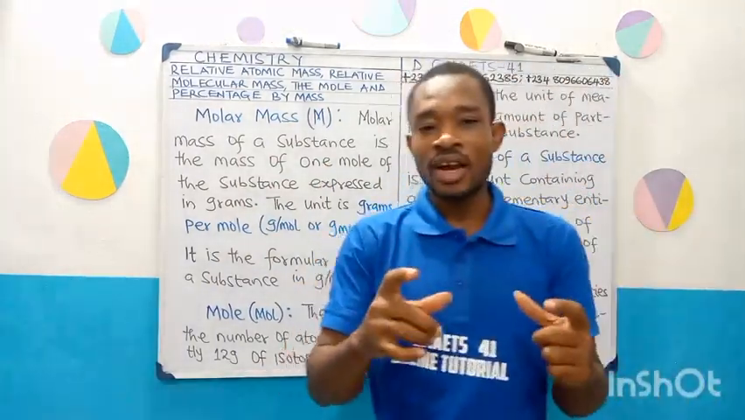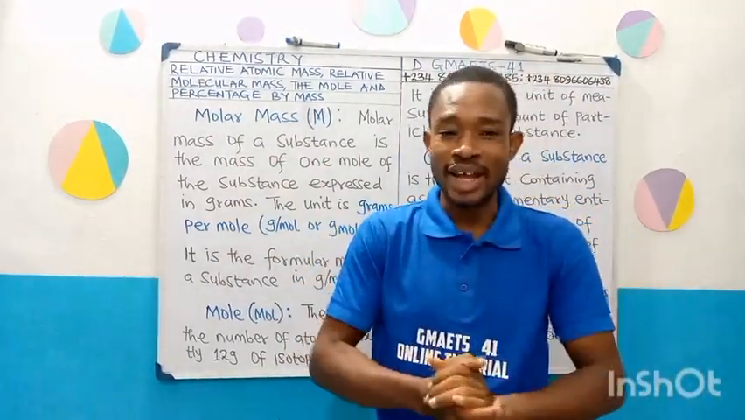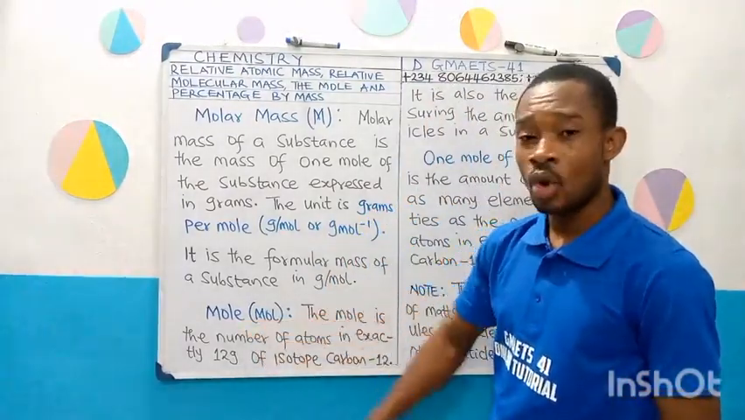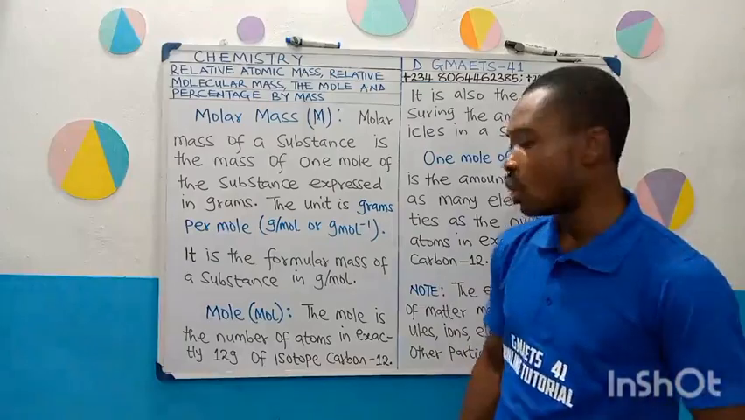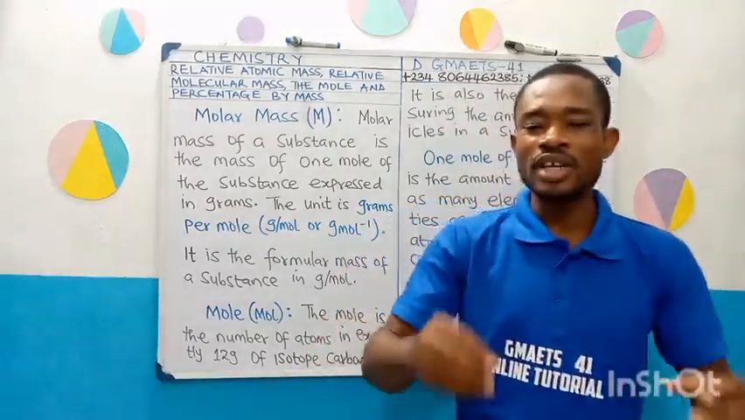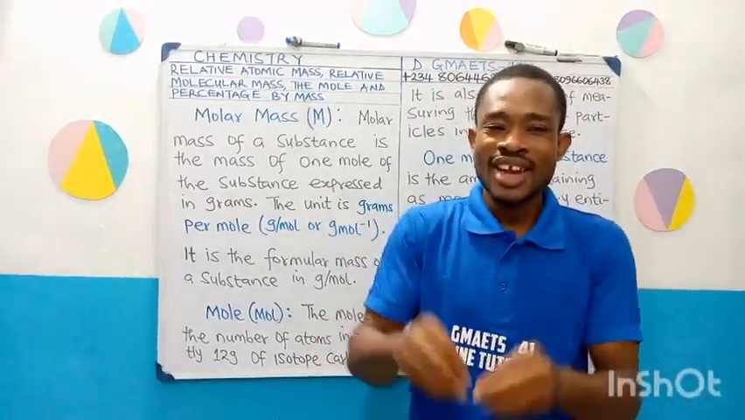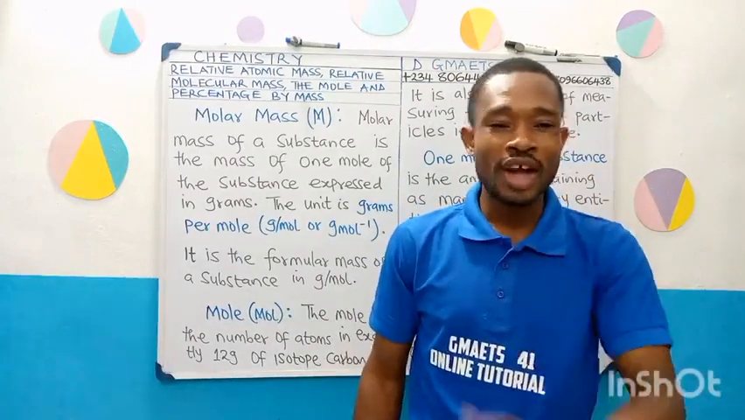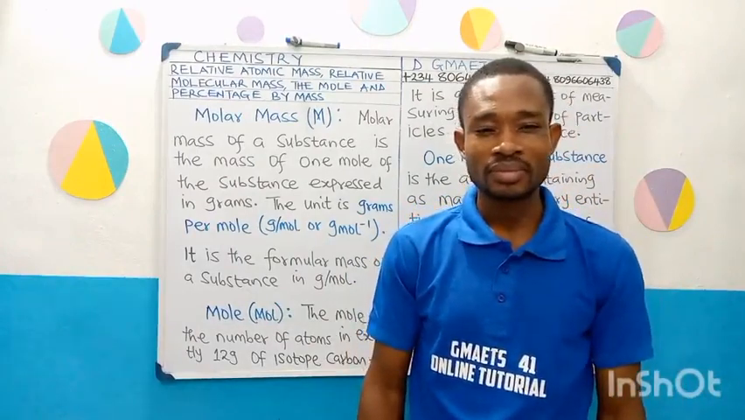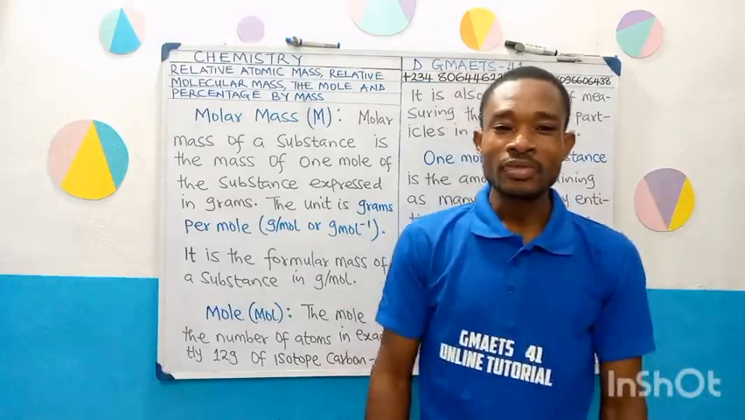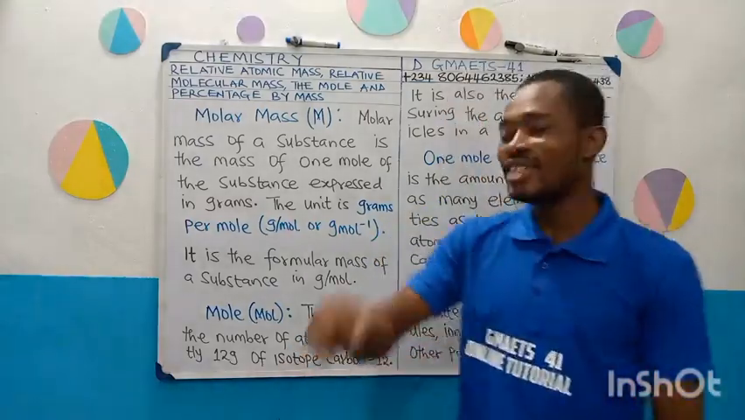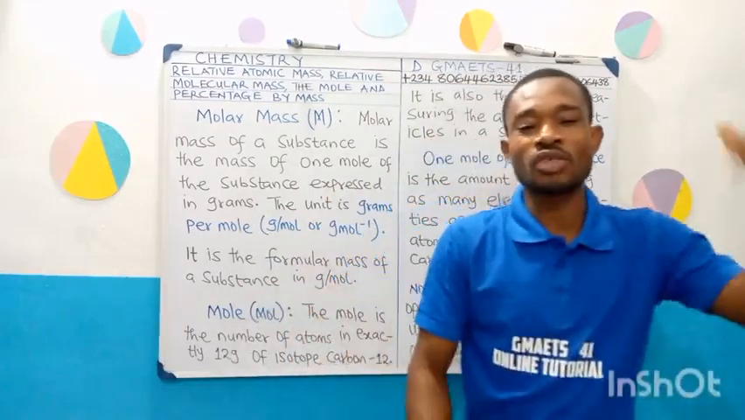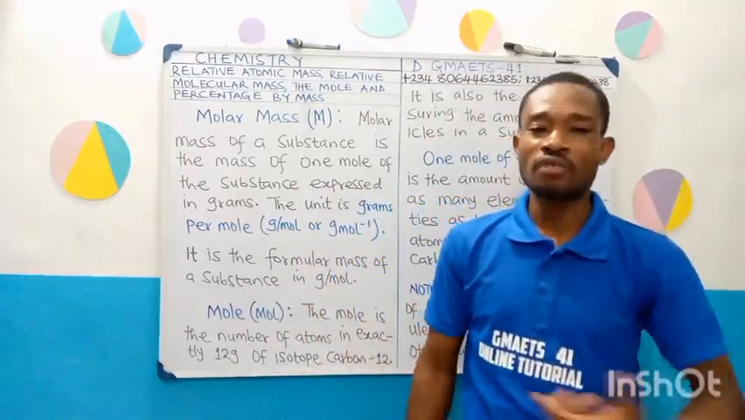Now let us define the mole. Let's talk about the mole now. The mole. The short form of it is mol. So what is the mole? The mole is simply the number of atoms in exactly 12 grams of carbon-12 isotope. What do we mean by that? Saying that the mole is the number of atoms in exactly 12 grams of carbon-12 isotope.